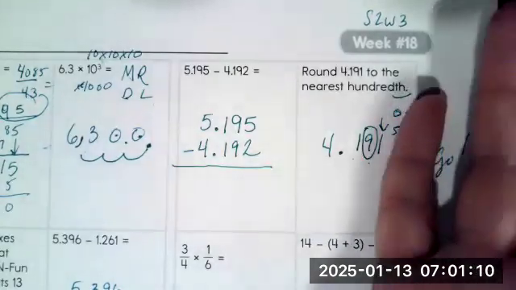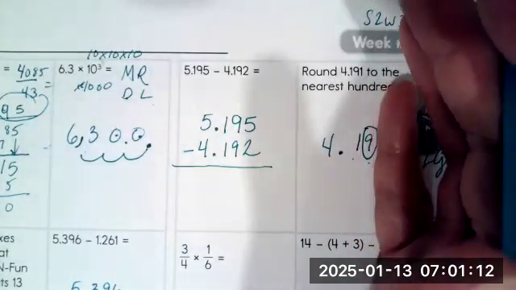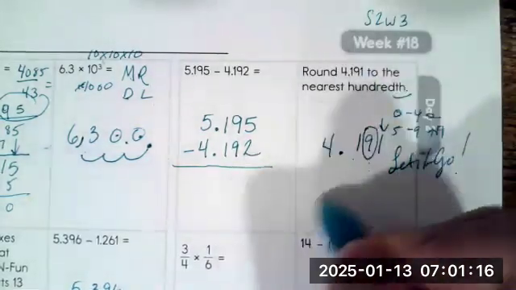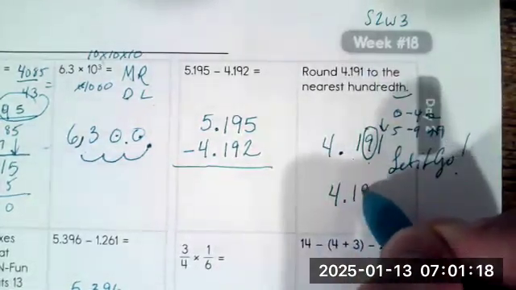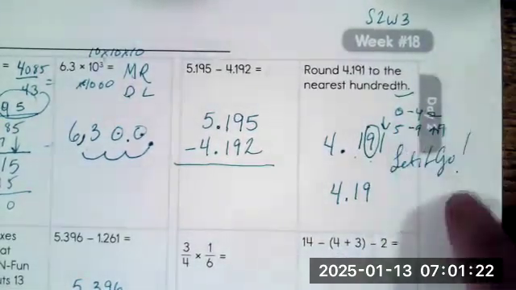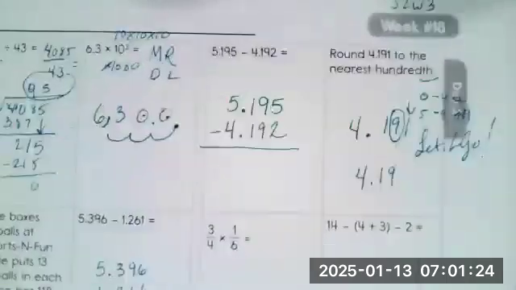After you round it, your job is done. This number's job is done. You let it go. You got a promotion. All right. We give it a promotion instead of firing it. We just let it go. Okay. So now this is your nearest hundredth.